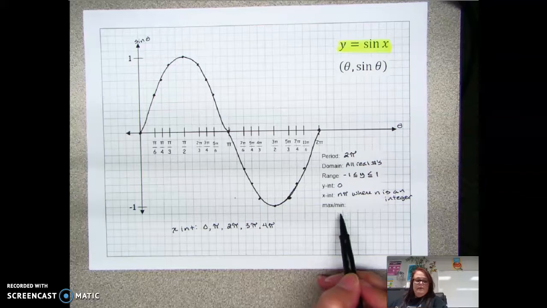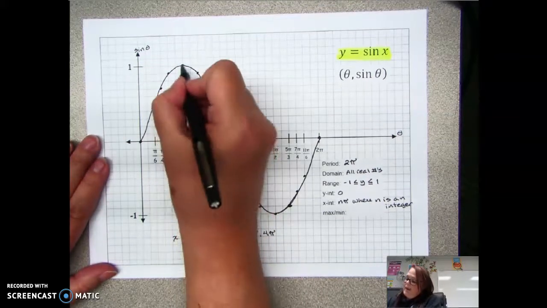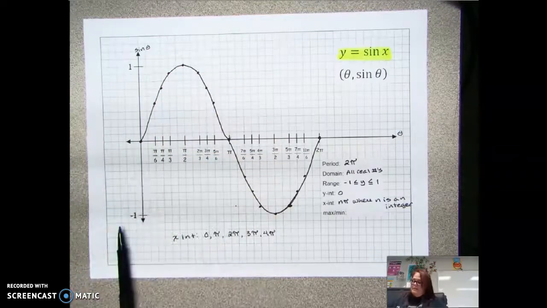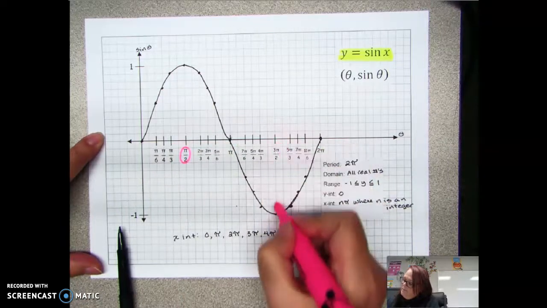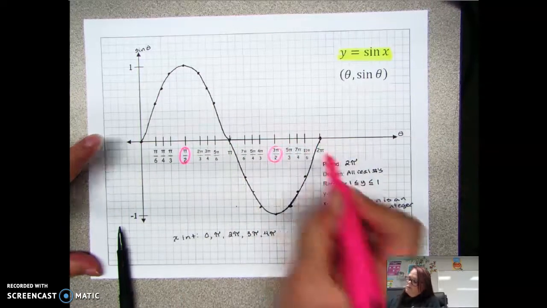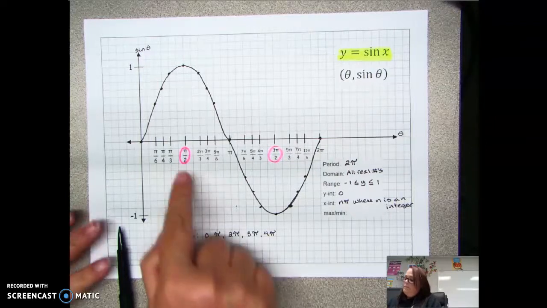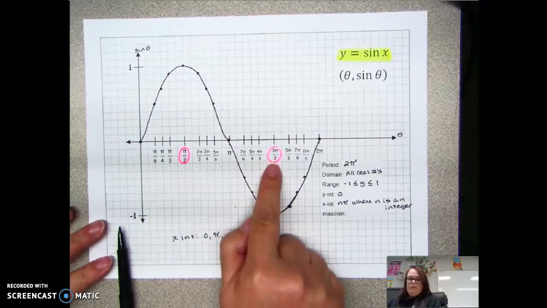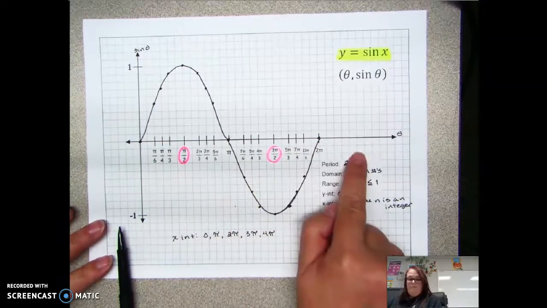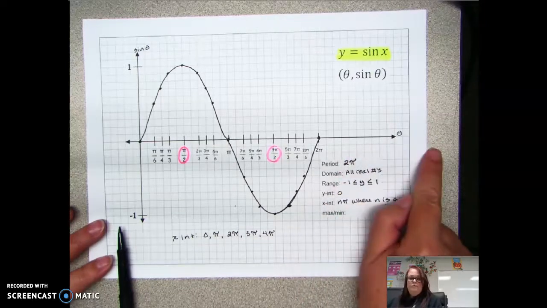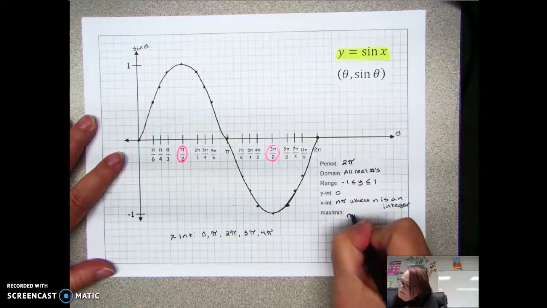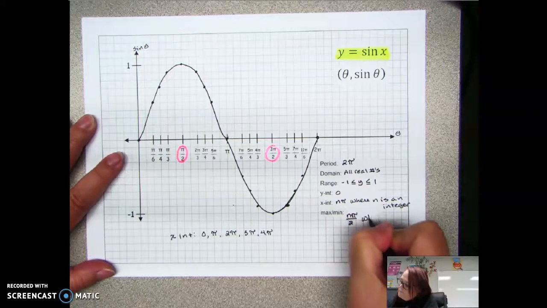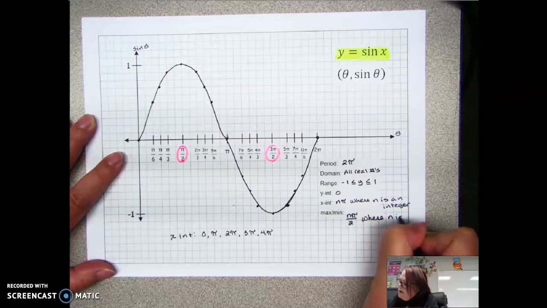So then we've got to talk about the maxes and the mins. Where do they occur? So I notice I have a maximum here when theta is pi over 2. And I have a minimum here when theta is 3 pi over 2. So what I want you to notice is we've got a 1 pi over 2, a 3 pi over 2. So the next would be 5 pi over 2, 7 pi over 2, and so on and so forth. So I hope you're hearing n pi over 2, where n is an odd integer.